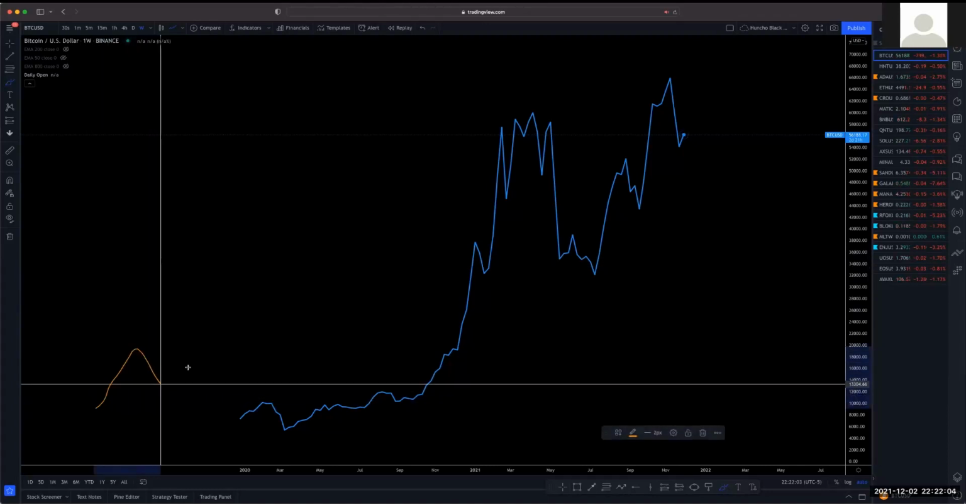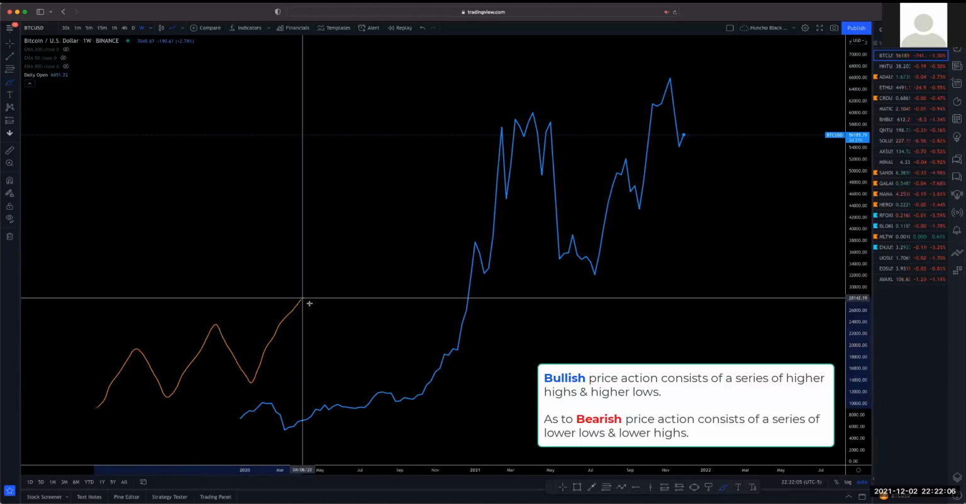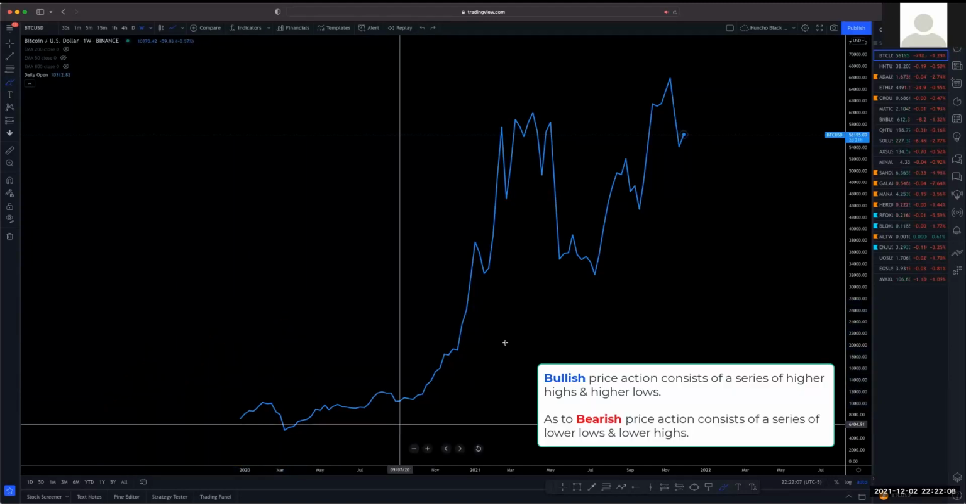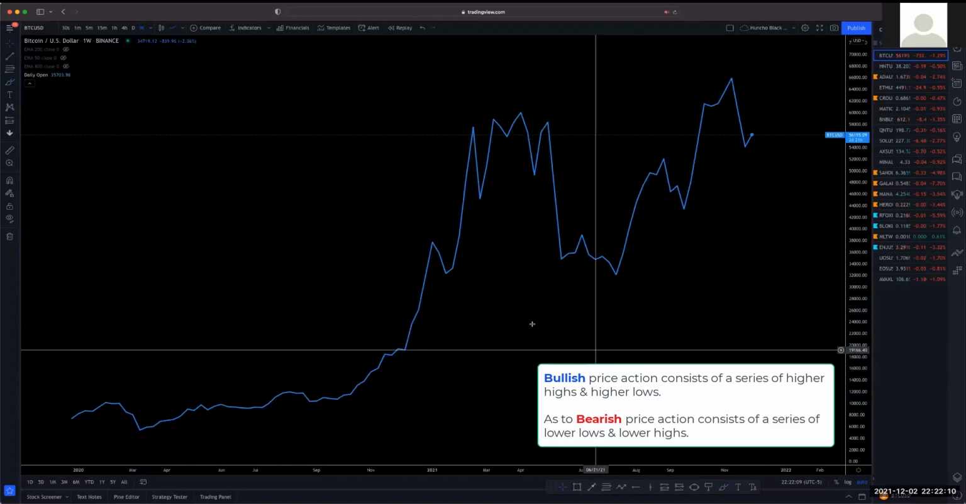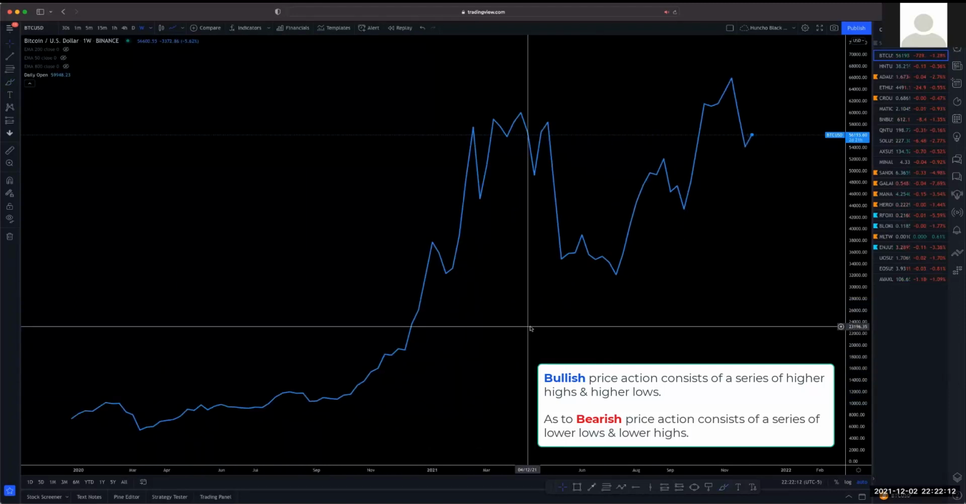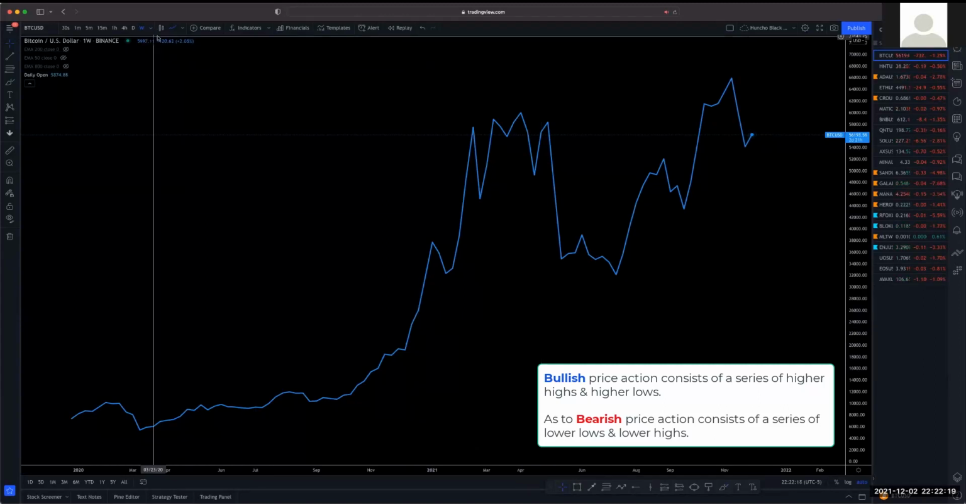Higher highs, higher lows, higher highs, higher lows. As you can see here, we're about to break down Bitcoin. When you're breaking down a chart, you're going to do one of two things. You're going to set the timing of the chart.